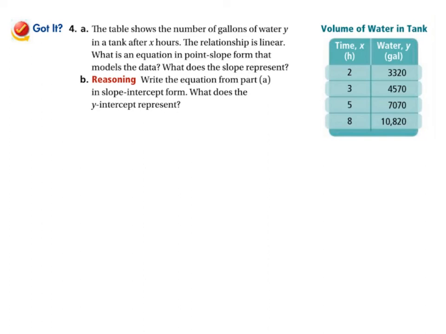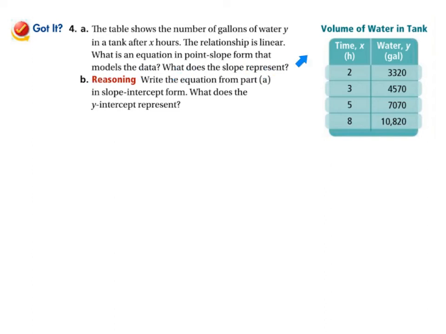It says the table shows the number of gallons of water, y, in a tank after x hours. As the number of hours increases, the number of gallons of water increases. That suggests that the tank is filling. Right? As time gets higher, so does the amount of water in the tank. The relationship is linear. What is an equation in point slope form that models the data? Point slope form, they wanted in y minus y1 equals m parentheses x minus x1 form.